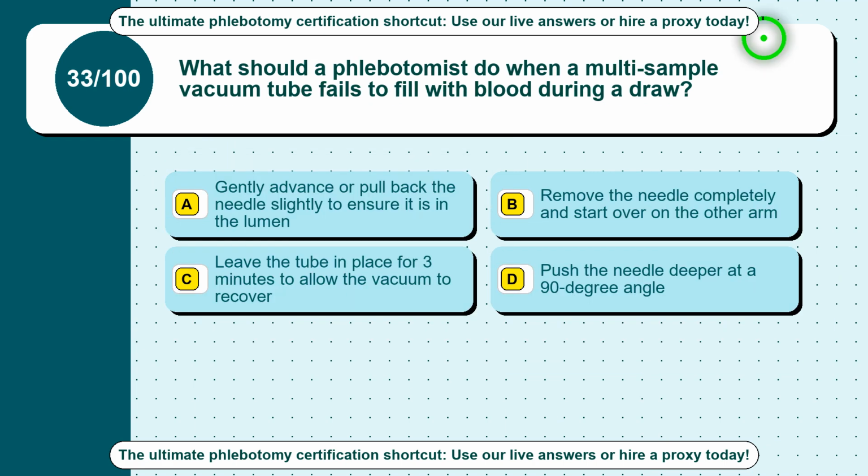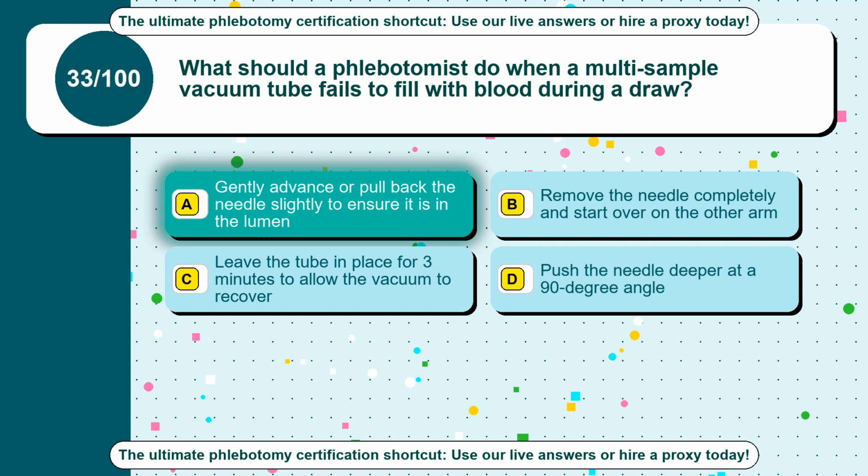Question 33. What should a phlebotomist do when a multisample vacuum tube fails to fill with blood during a draw? Option A, gently advance or pull back the needle slightly to ensure it is in the lumen. Option B, remove the needle completely and start over on the other arm. Option C, leave the tube in place for 3 minutes to allow the vacuum to recover. Option D, push the needle deeper at a 90-degree angle.